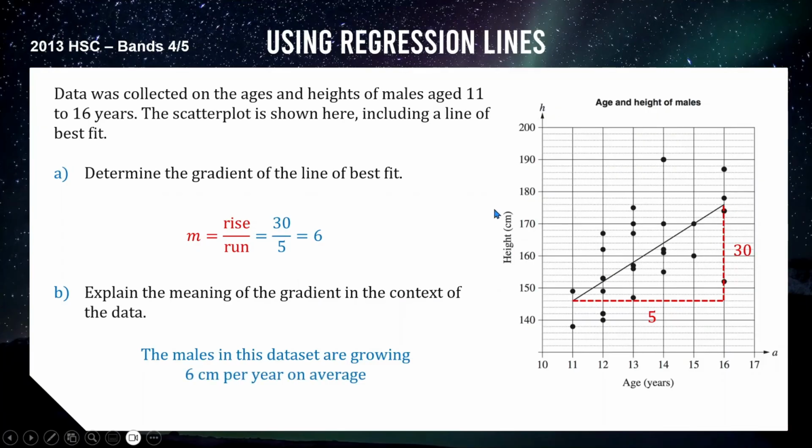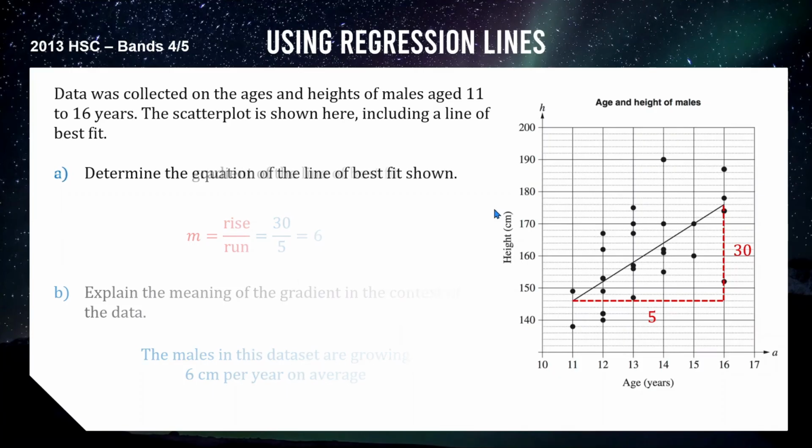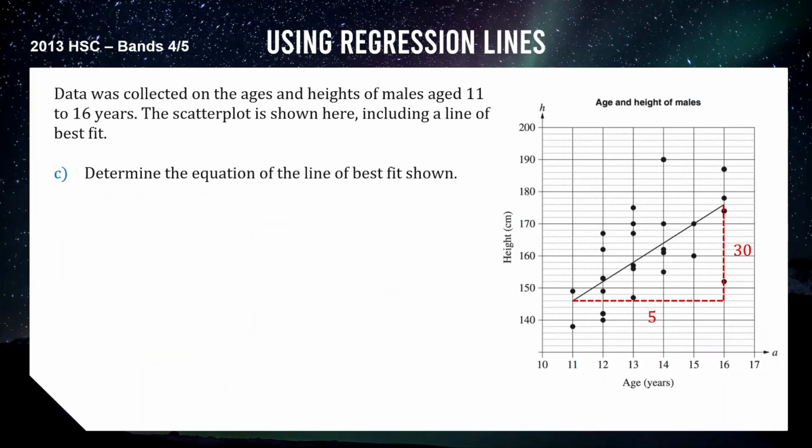Okay, finishing off with the last 2 parts, which is question C, determine the equation of the line of best fit shown. Now, this is quite a deceptive question. We know that the equation of a line, as previously stated, is y equals mx plus c. We already have the value of m, so we know that m is equal to 6. The tricky part for this one is finding the y-intercept, okay?